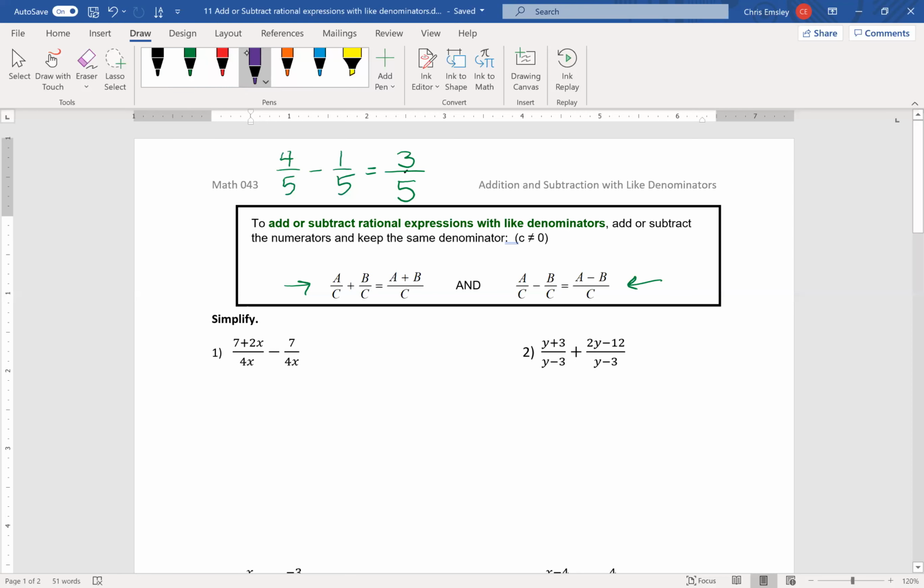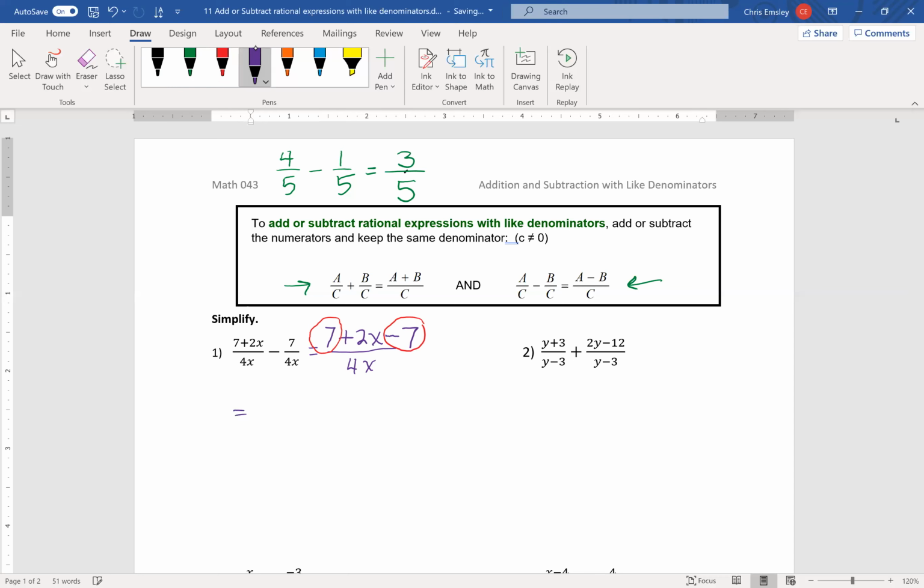Here's our first one. We have a common denominator of 4x. That means when we subtract, we will still have a denominator of 4x. And we do our arithmetic across the top. We have the 7 plus 2x minus 7. Simplify by combining any like terms. We do have like terms here. We have a positive 7 and a negative 7. So those combine to 0.